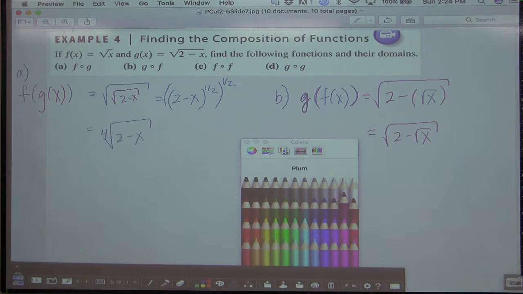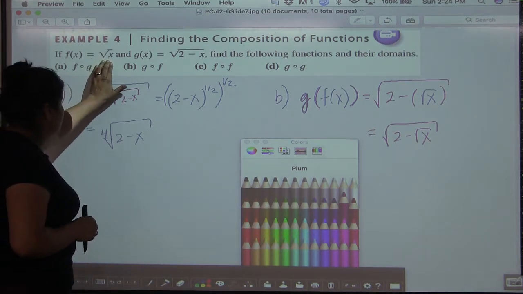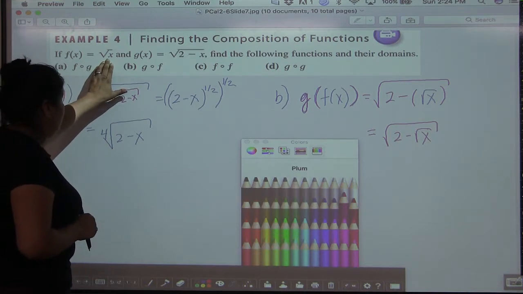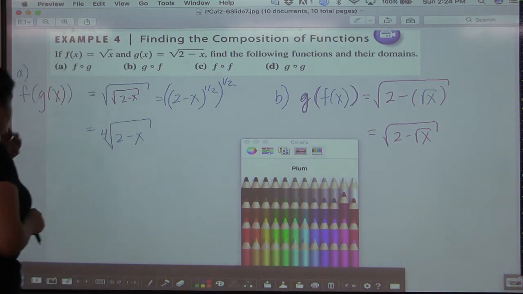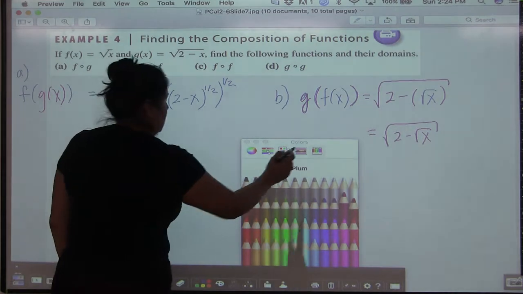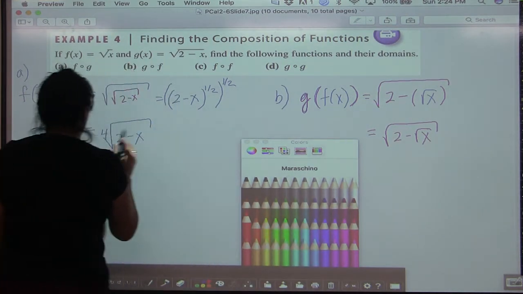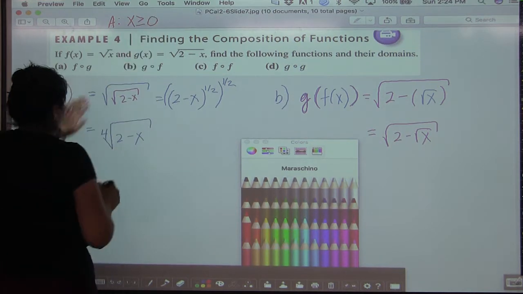Now, as far as the domains, remember the domain has to be the intersection of both, right? So for part A, for the first function, the domain is going to be x greater than or equal to 0. And then what about the second function? For the second function, the domain is going to be x less than or equal to 0. So, in other words, you need, sorry, my book's falling. I'm going to go ahead and put this up here. For A, the domain is x greater than or equal to 0 because that one's pretty straightforward.